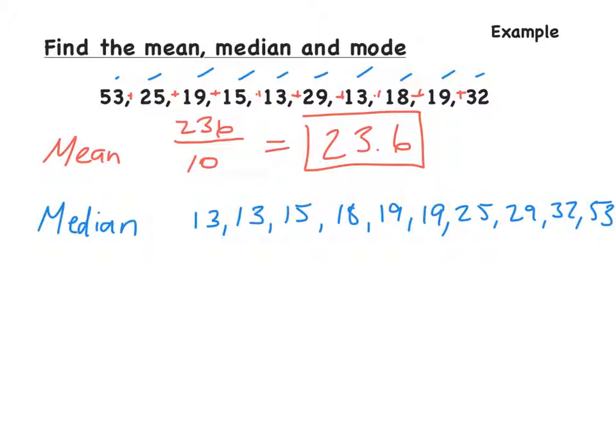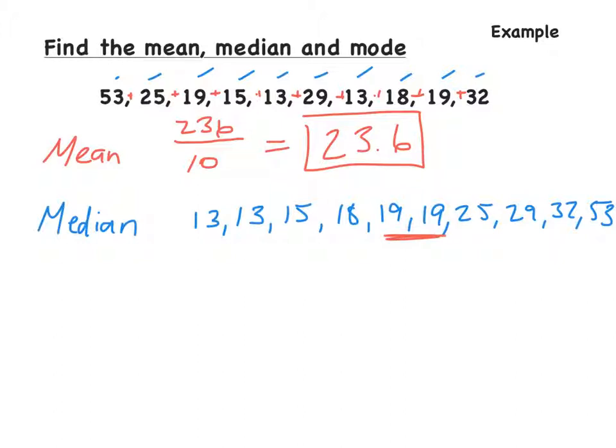Now we just need to find the middle of the numbers. What I would like to do is put both my fingers on the first and the last number and then work my way in. But in this case, since I can't do that, I have 13, 13, 15, 18, 19, and then 19. So it looks like we have a split.